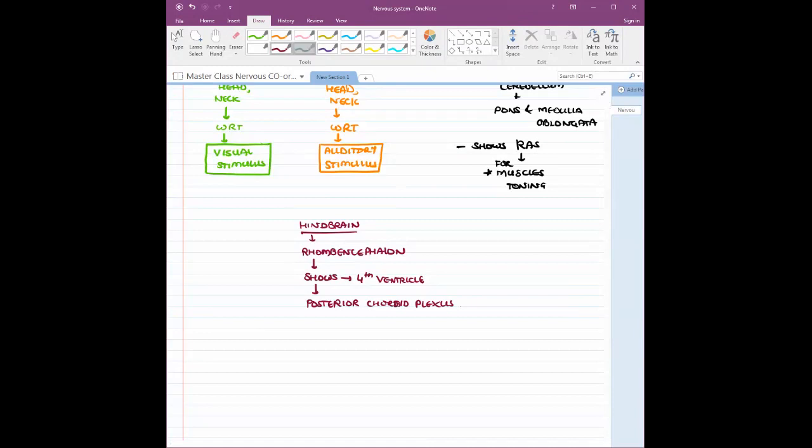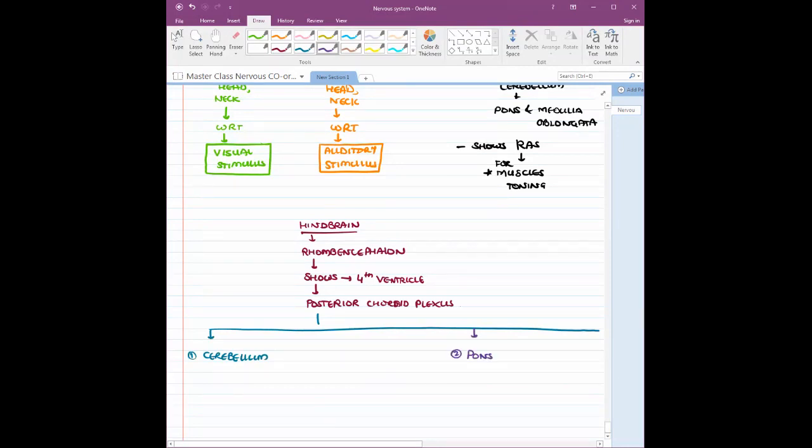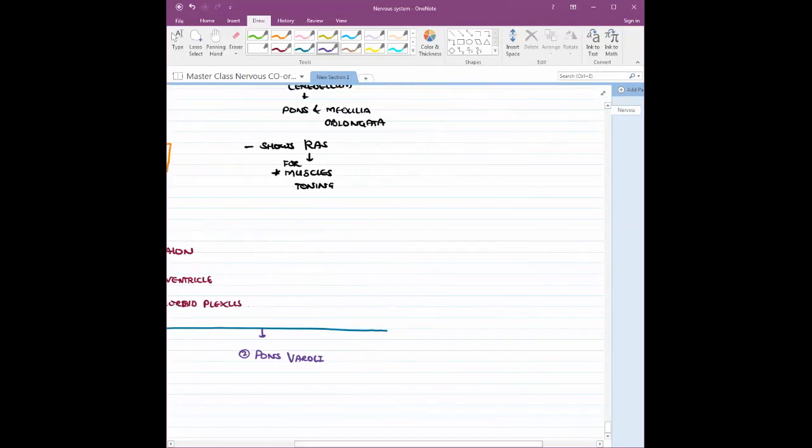Now let's try to see what this hindbrain is divided into. Your hindbrain is also going to be divided into three parts. What is this, guys? First, there is going to be your cerebellum. Second one, we have pons varolii. And third one, guys, we are going to have your medulla oblongata.